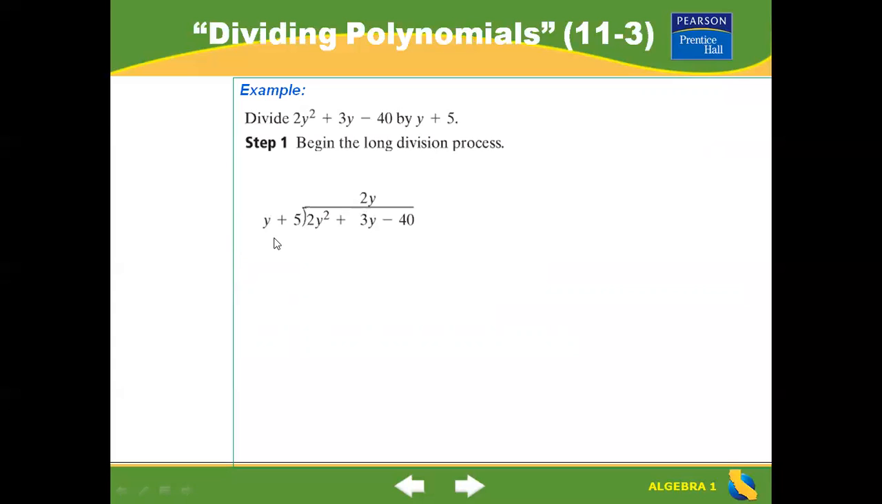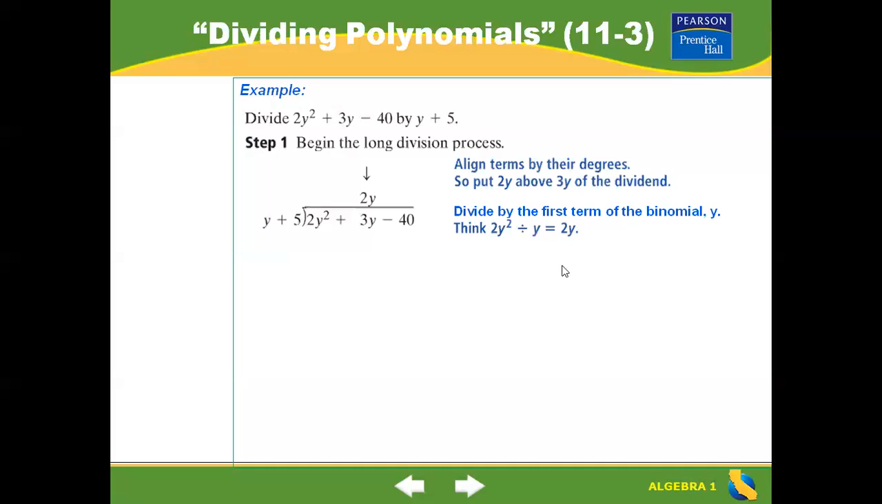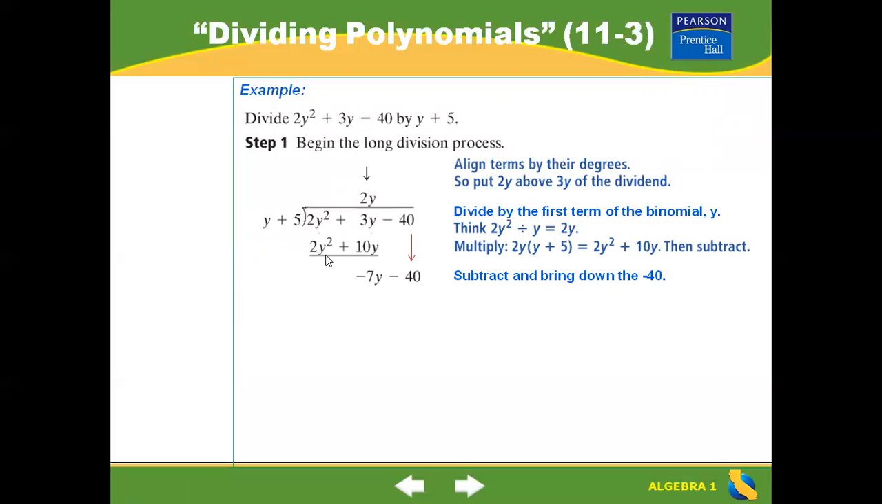So after dividing that one, we are going to multiply. 2y squared divided by y, we come up with 2y. After that, align that quotient term by their degrees. So we put 2y above 3y of the dividend. Then we're going to multiply that one. So you will have 2y times y, that is 2y squared, plus 2y times 5, that is 10y, and then subtract that one and bring down the remaining terms.